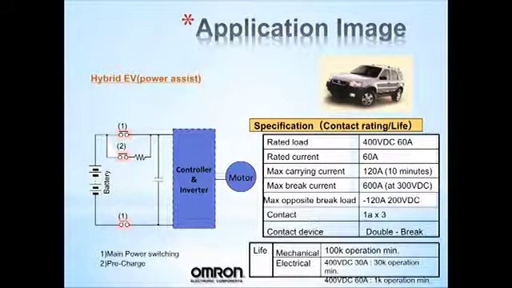Here is a hybrid electric vehicle application. The circuit here shows 3 DC power relays. There's 2 main power switching relays and 1 pre-charge relay. Typical type of relay that you would use was a G9EC and a G9EB.